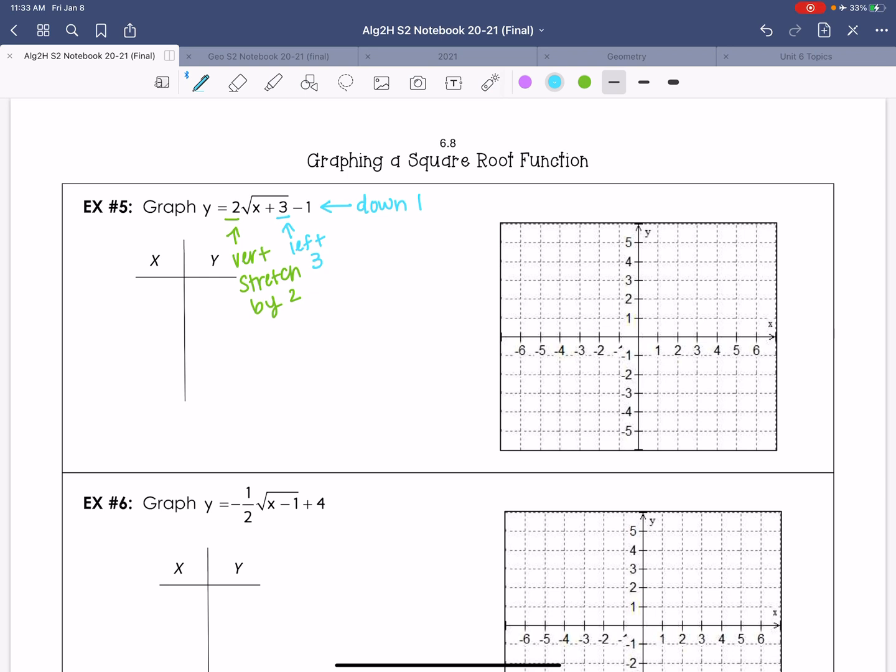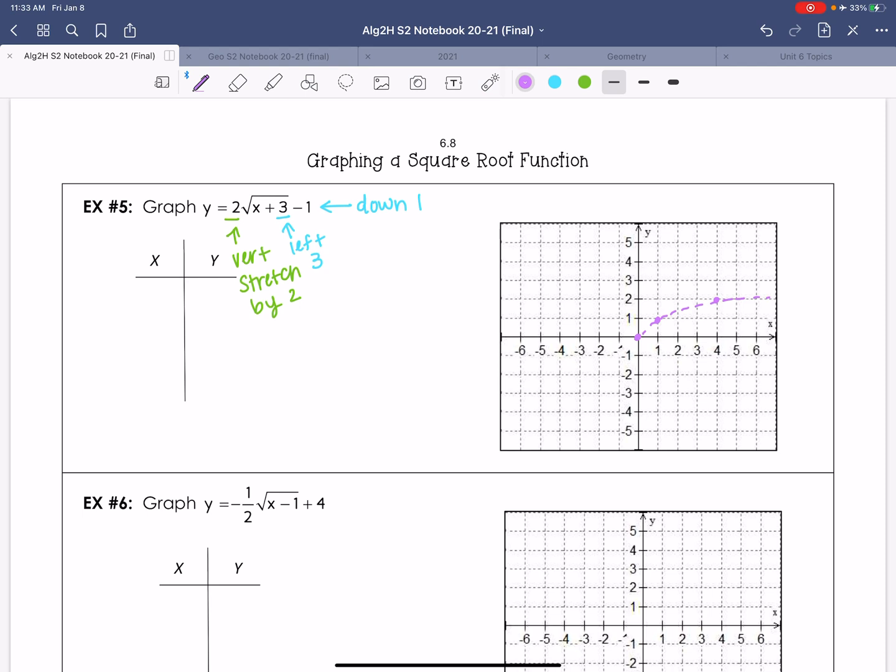Okay. We're going to start with our parent again. So again, 0, 0, 1, 1, 4, 2. That is my parent function. Okay, so on parent functions, when you are using your transformations to graph these, you guys always want to stretch, shrink, and reflect first. And then the last thing you do is shift it.